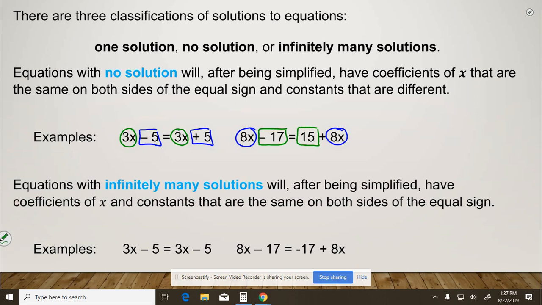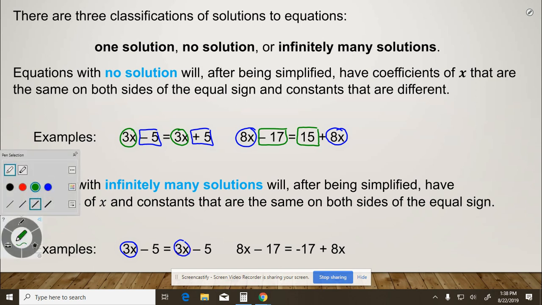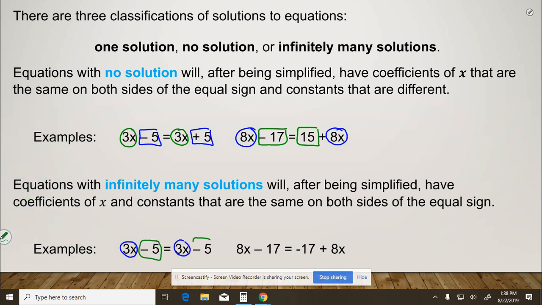Equations with infinitely many solutions will, after being simplified, have coefficients of x and constants that are the same on both sides of the equal sign. So both sides are equivalent. They look the same. So in this case, 3x and 3x are the same, -5 and -5, also the same, exactly the same thing. In the second case, +8x and +8x are the same, and -17 and -17 are also the same. So it is equivalent, just twisted around.